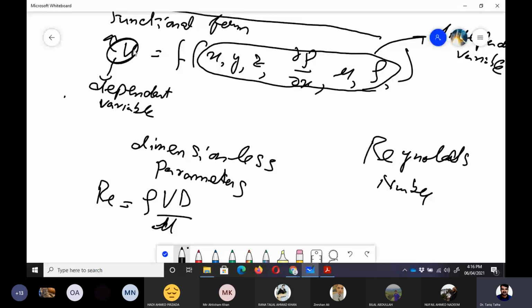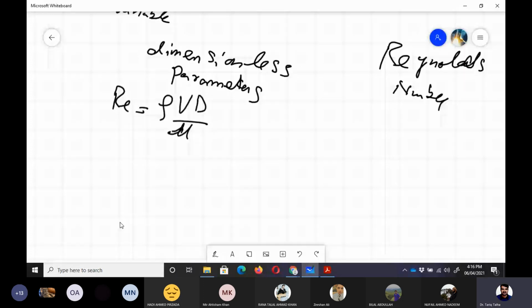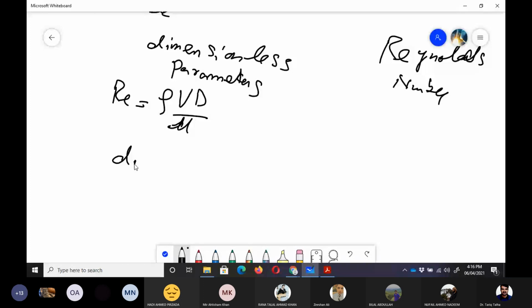That process is called dimensional analysis, in which we see what variables are important for this flow, what the dependent variable is, what the independent variable is, and then how to make them non-dimensional parameters.